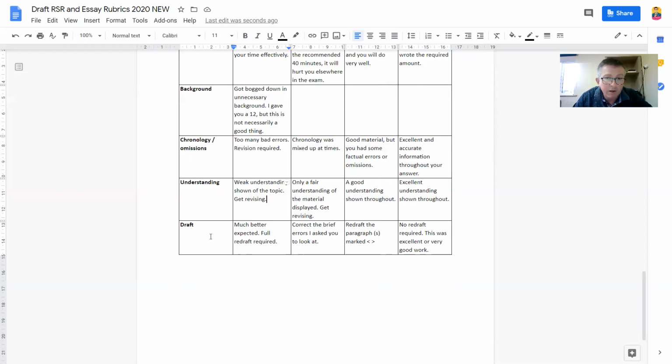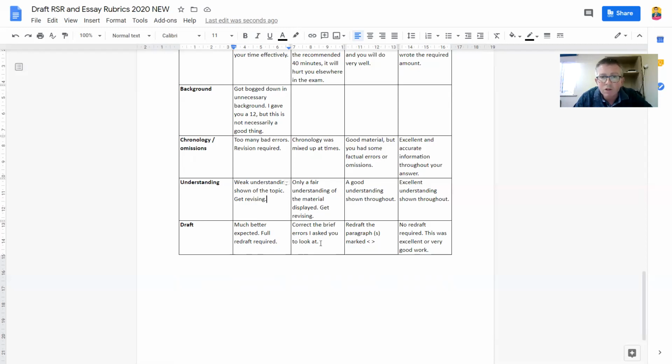All right, and then I suppose, let's be honest, when I give this to my students, it's the first thing they look at or tend to look at because it has to do with draft or redraft work. Again, the D comment here would say much better expected, full redraft required. Well, no, buddy, this wasn't good enough, and for your sake, you need to rewrite this essay again.